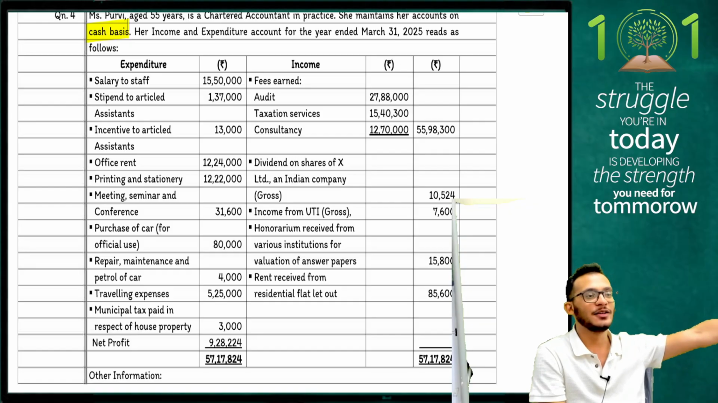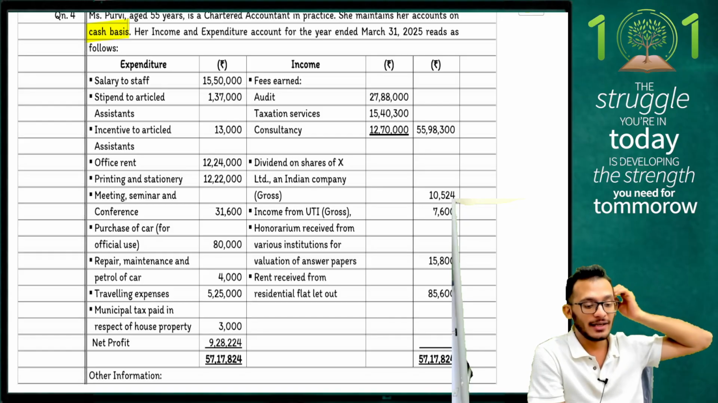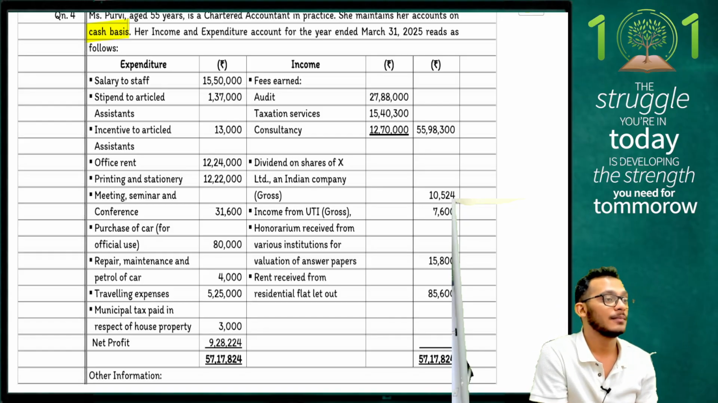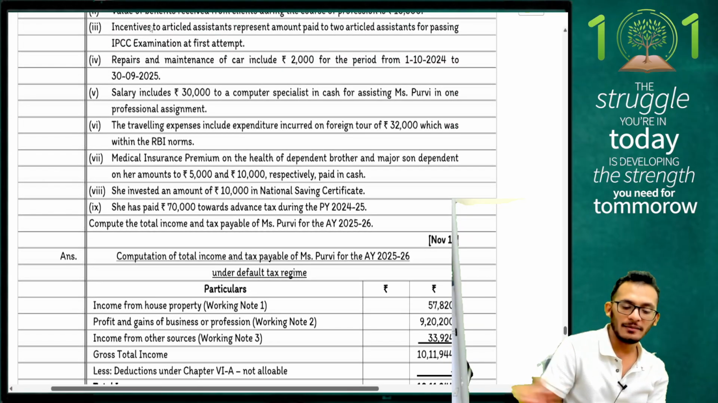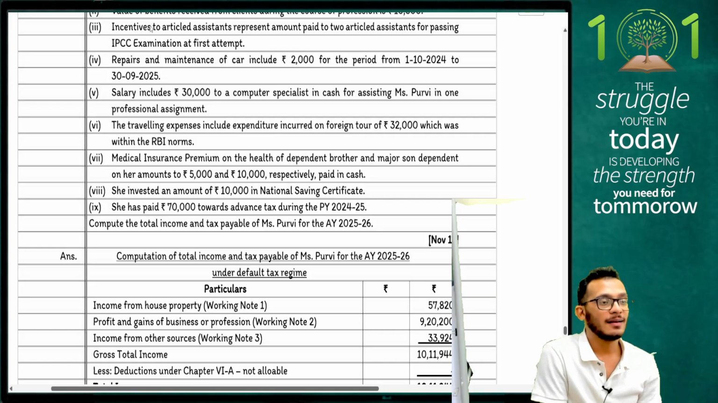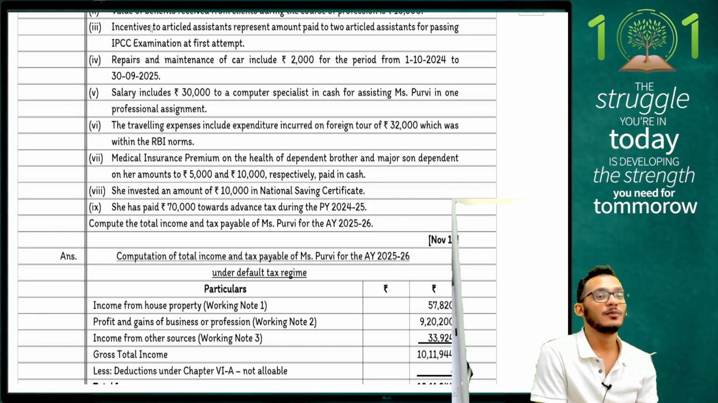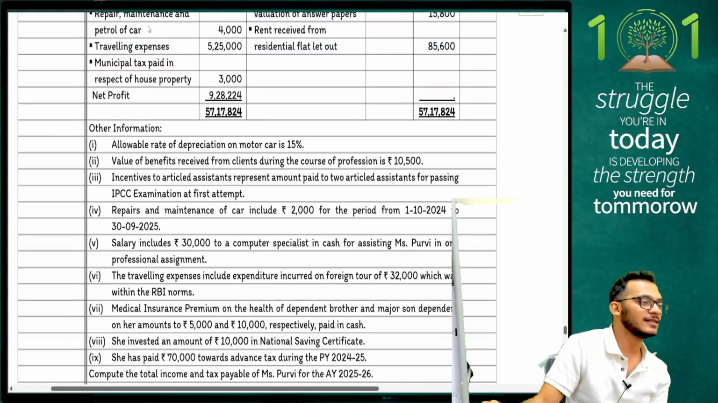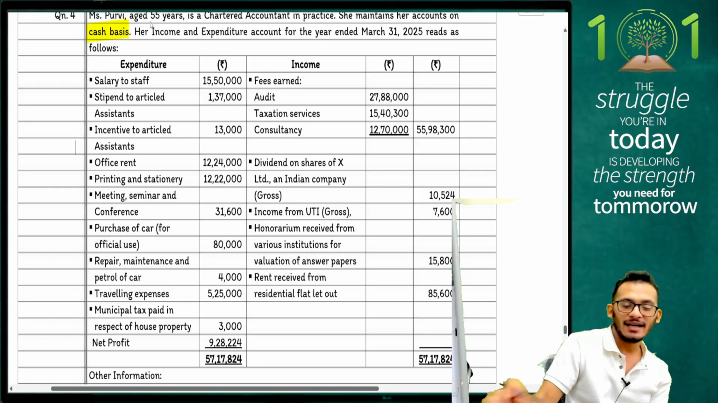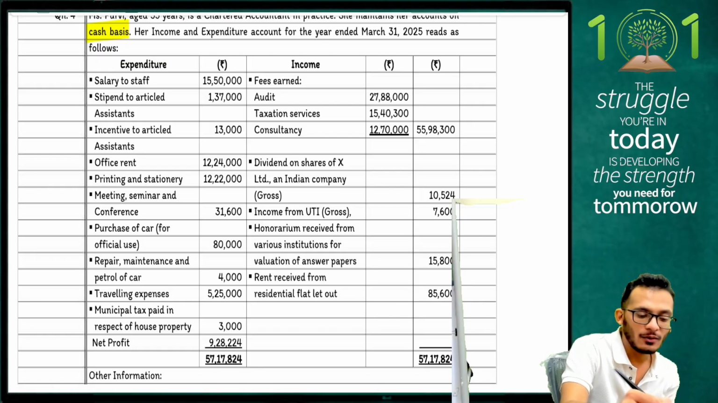Question says, I'm giving you income and expenditure account for 31st March 2025. Now people, I'll always start from the income side, but wait, I want the requirement. Look at the requirement. It says compute the total income and tax payable of Purvi for the assessment year under both the regimes. Nothing given, always assume both the regimes. Starting from the right side, people. What is the information given to you?